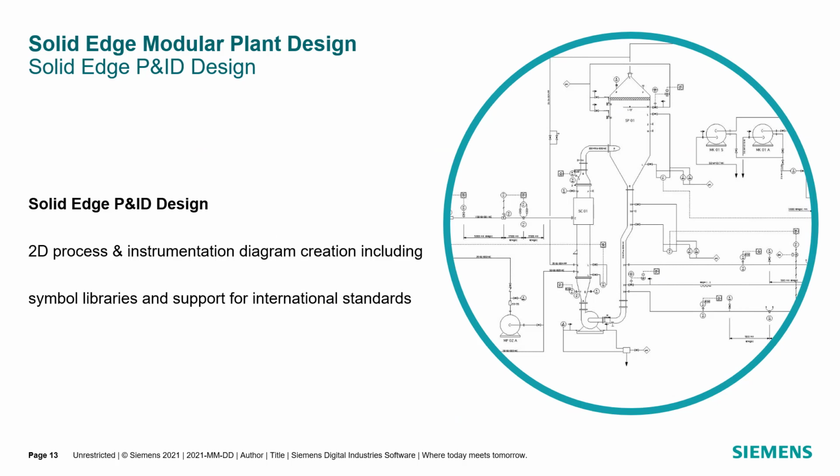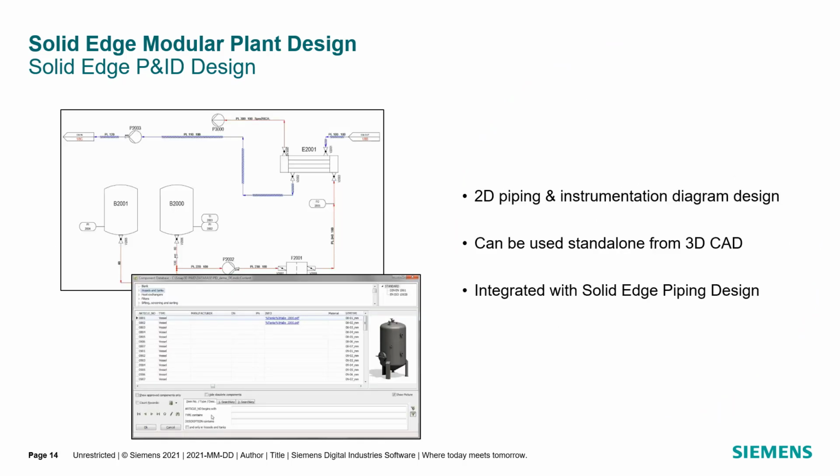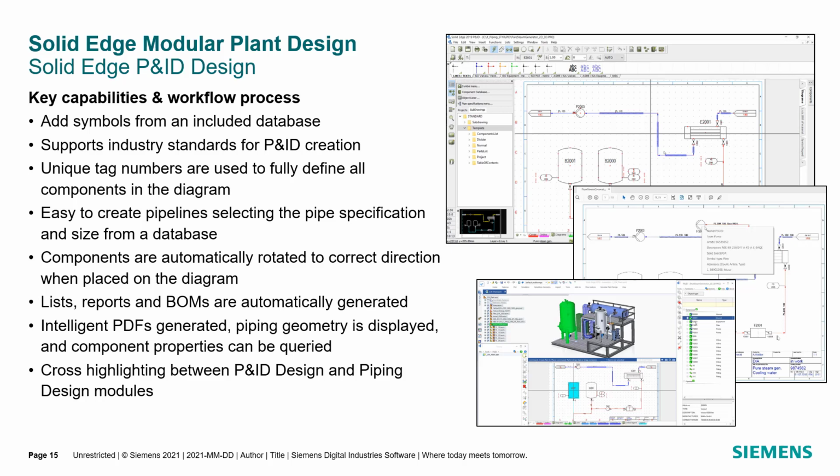Let's look at the P&ID design module in a little more detail. Solid Edge P&ID design includes 2D workflow and symbol support for P&ID creation, supporting governing requirements for modular plant design. This tool makes it very easy to design across multiple sheets and allows for quick design changes and revisions. 2D P&ID diagram design with built-in symbol libraries can be used standalone from any 3D CAD system or integrated into Solid Edge piping design. The P&ID module comes with a large symbol library out of the box.